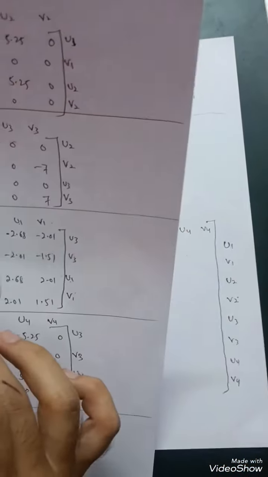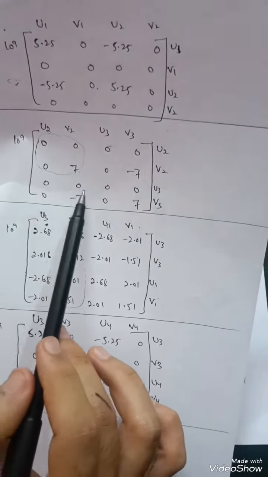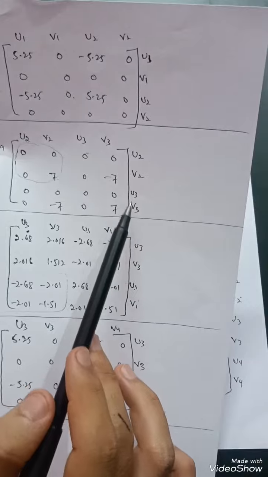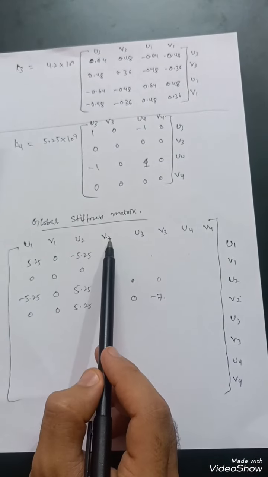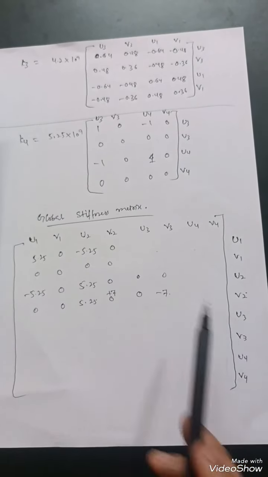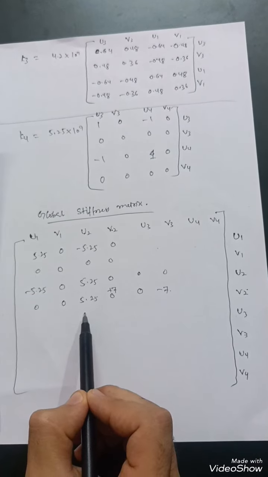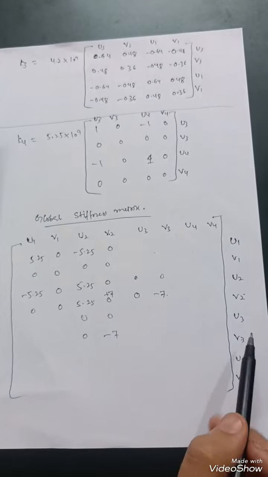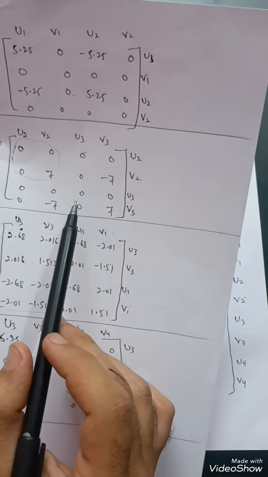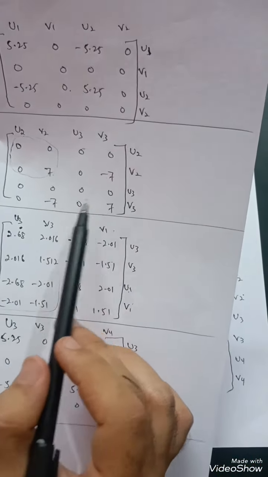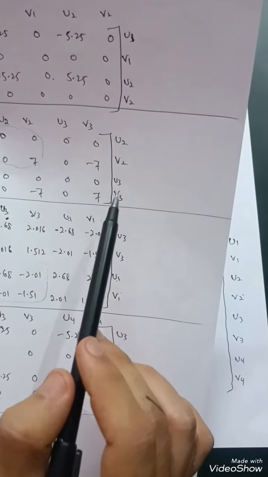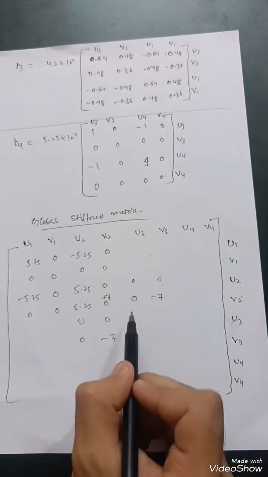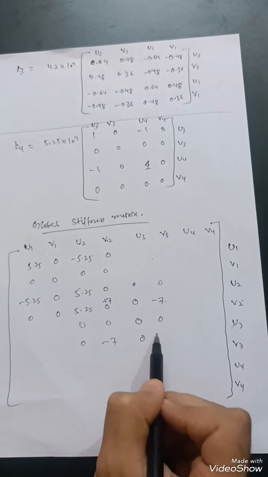Then the third part of this matrix, 0 0 0 minus 7, is for u2 v2 and u3 v3. So u2 v2 u3 v3 will come under this column, that is 0 0 0 and minus 7. Then the last part of this second stiffness matrix, 0 0 0 7, comes under u3 v3 u3 v3. So it will become 0 0 0 and 7.